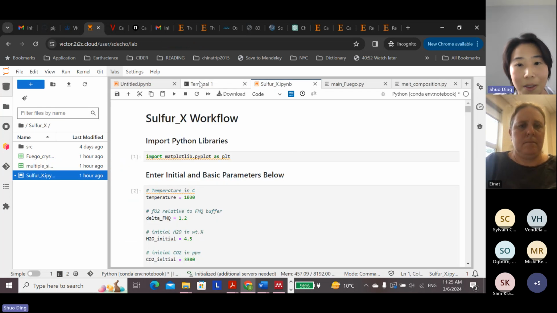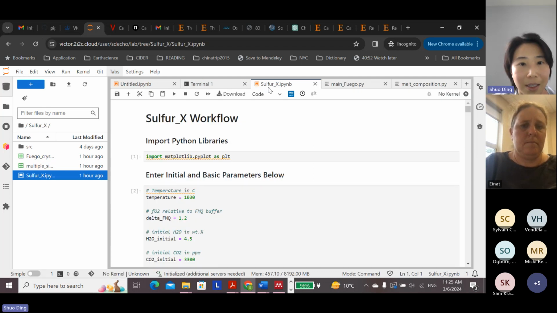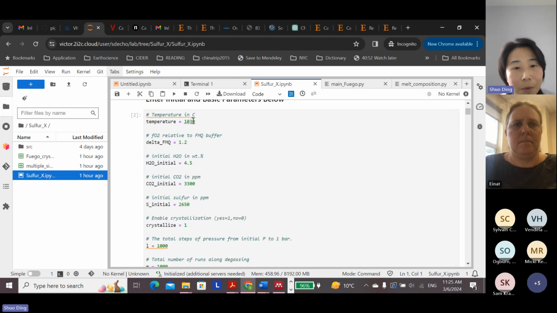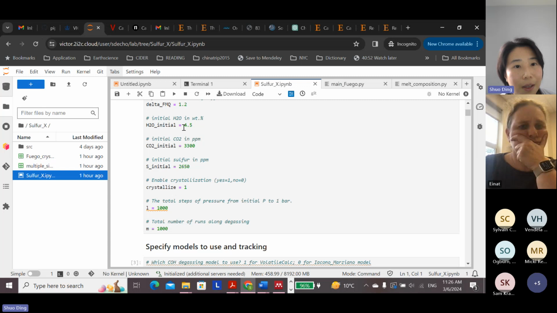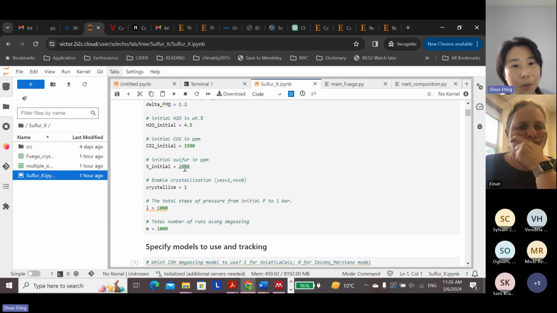So I already opened it through the terminal, and this is the SulfurX workflow. Well, yeah, we can see that these are the basic inputs here. The temperature, again, SulfurX runs it isothermally, and then different input of oxygen fugacity. Here, required input is actually relative to the FMQ buffer, initial water, CO2, and the sulfur.